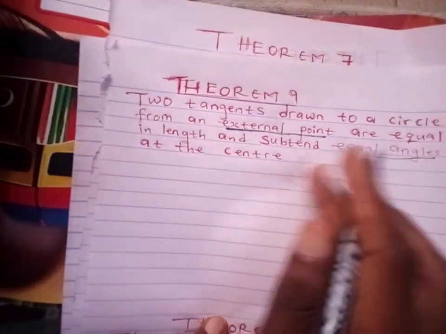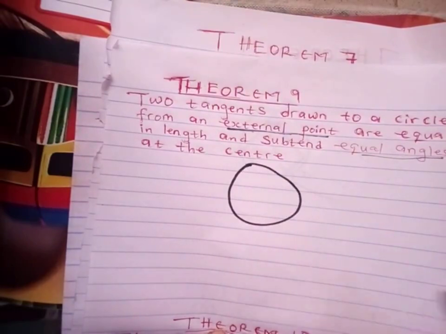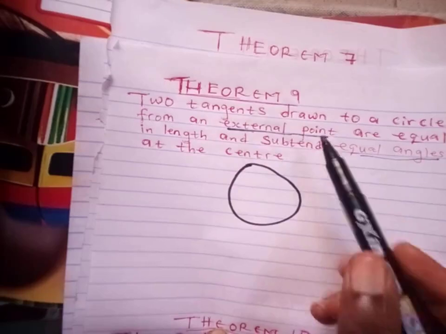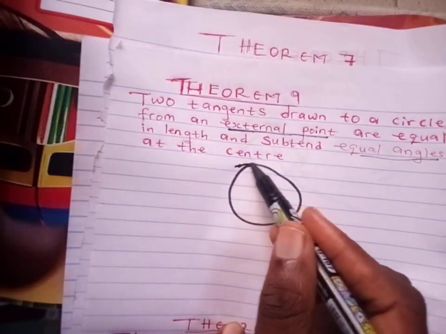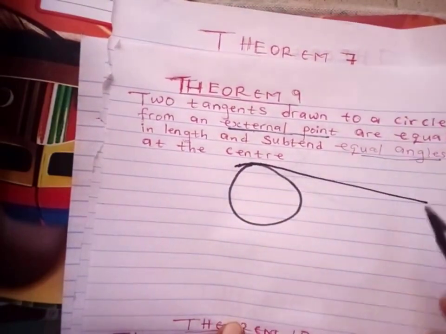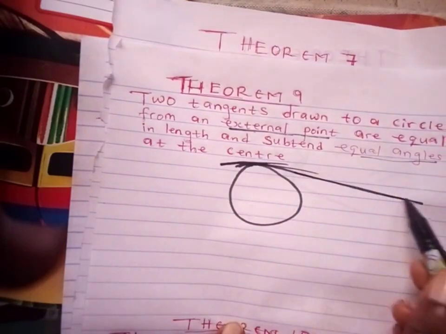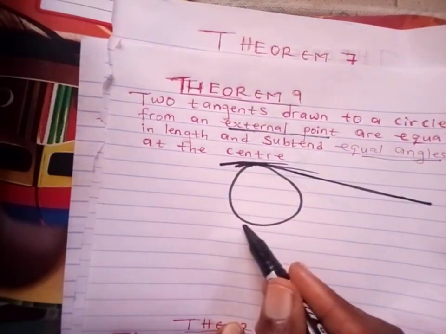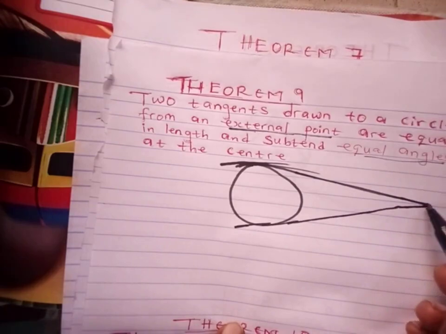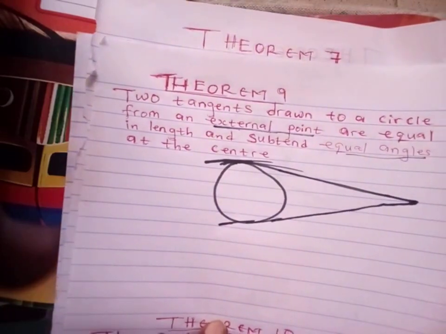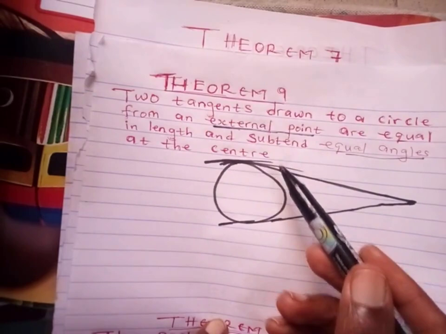Okay, let's visualize this in a circle. You have a circle, all right. And the two tangents. Of course, we know what a tangent is now: a line that touches the circle at one point. Let's take this to be our tangent. All right, then you have another tangent. Please, this is a straight line, please let it be as straight as possible. And you have another tangent. Let's say this one is running this way, and this is the point where they meet. Now these are two tangents drawn to a circle from an external point.